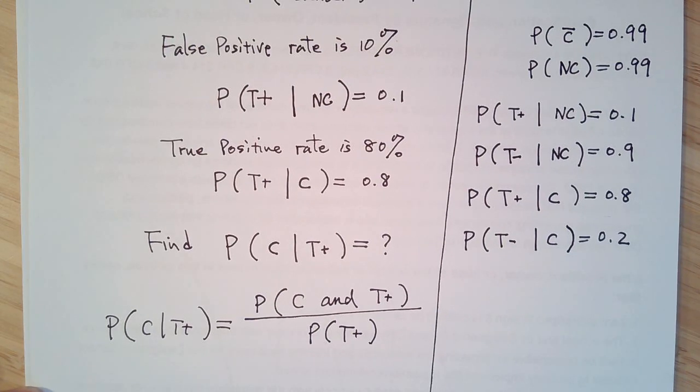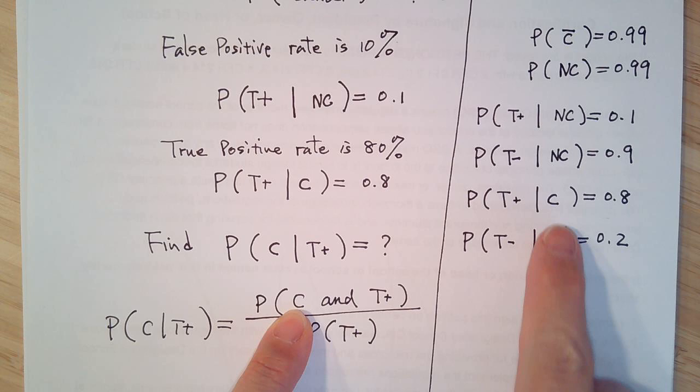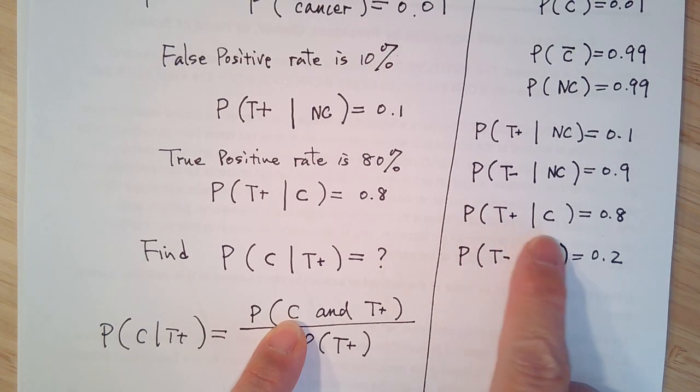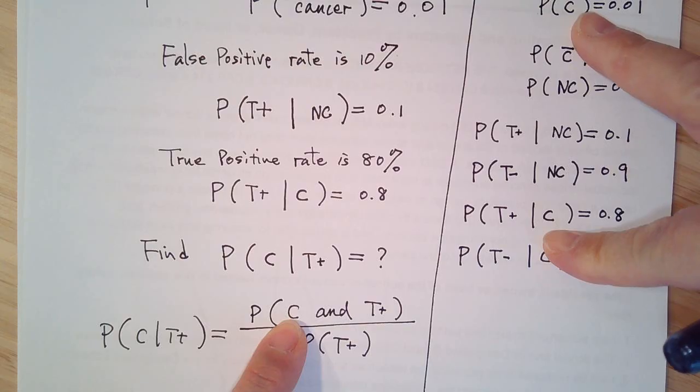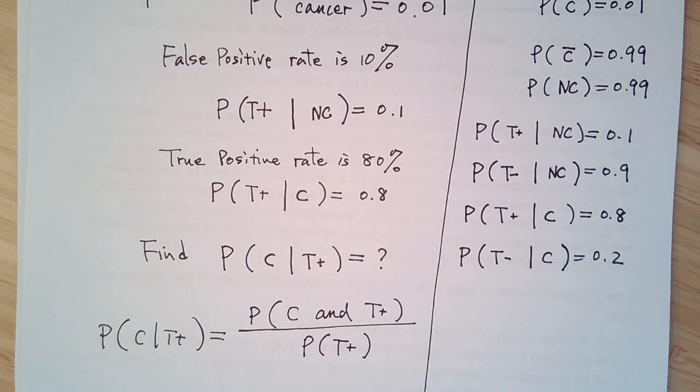We don't know too much about that. So for C and T plus, I have T plus given C, and also I have P of C. I can get the numerator. Let me use a different color.